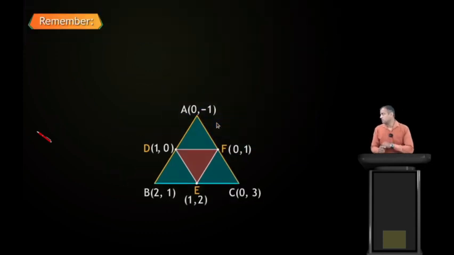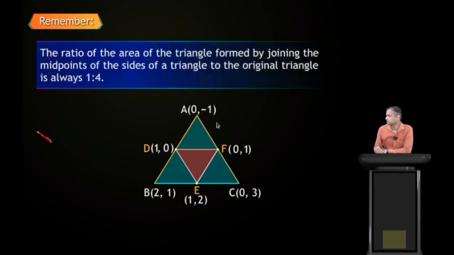Now you have to remember one theorem from your previous class: the ratio of the area of the triangle formed by joining the midpoints of the sides of a triangle to the original triangle is always 1 by 4. So if you have to compare the area of a triangle and the area of the triangle of midpoints of the same triangle, the ratio is always 1 by 4.